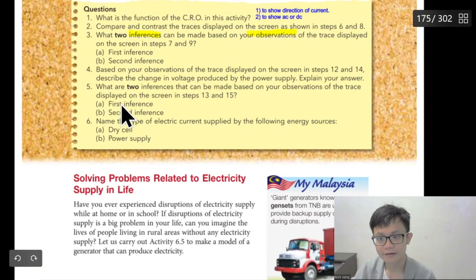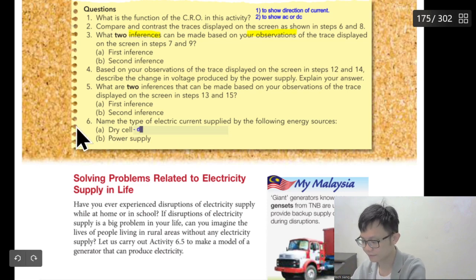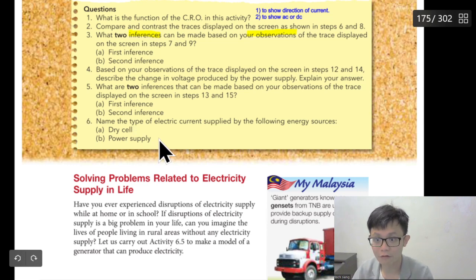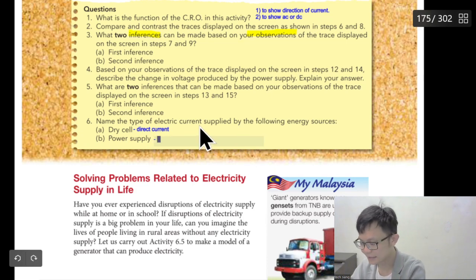Number 6. Name the type of electric current by the following sources. Dry cell. So this one you just need to know. Dry cell is the battery. It's a direct current. And power supply. It depends. Power supply is either AC or DC.